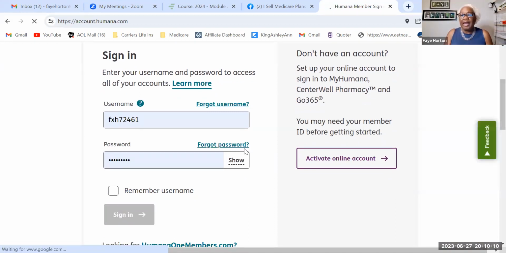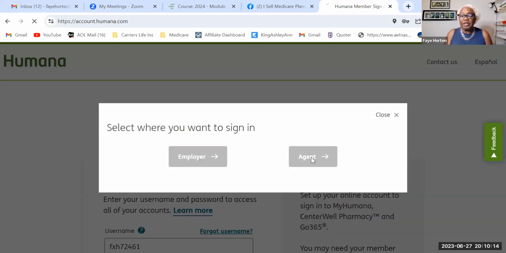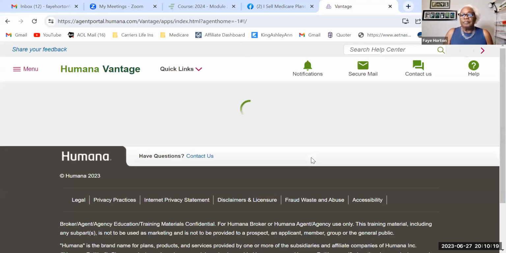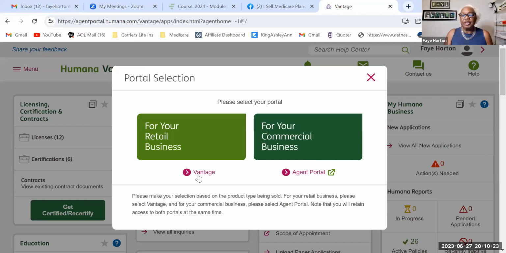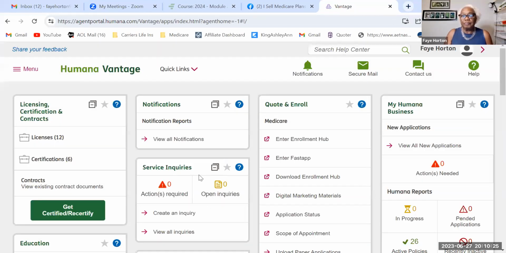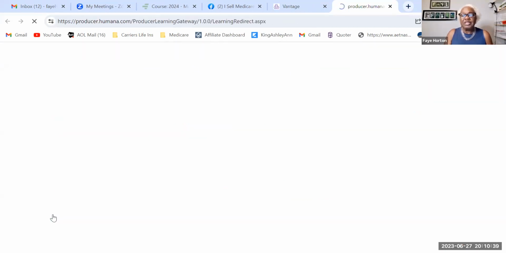So when you do that, you're going to go to agent. And it's Vantage. And you want to go over here to licensing, certification, and contracts. And you're going to go to the green button, get certified / recertified.